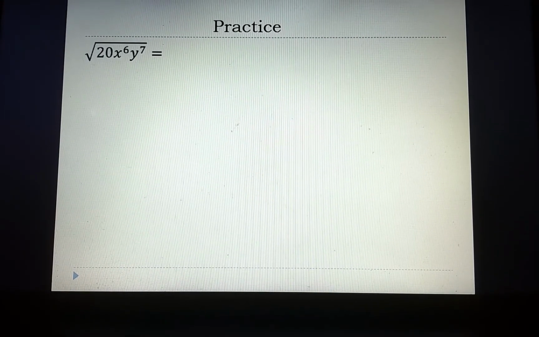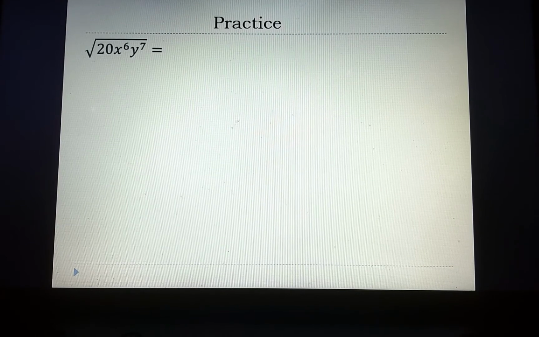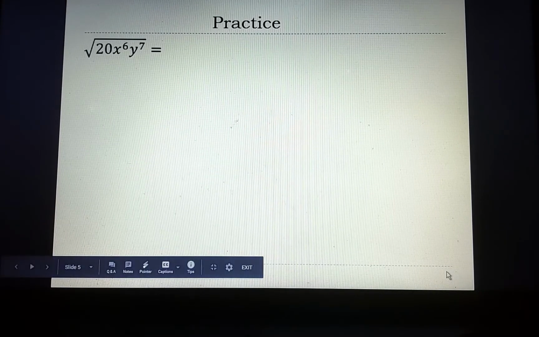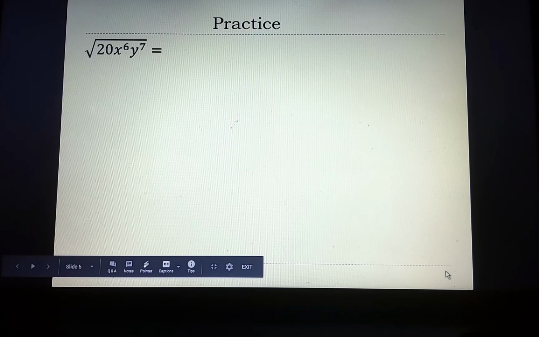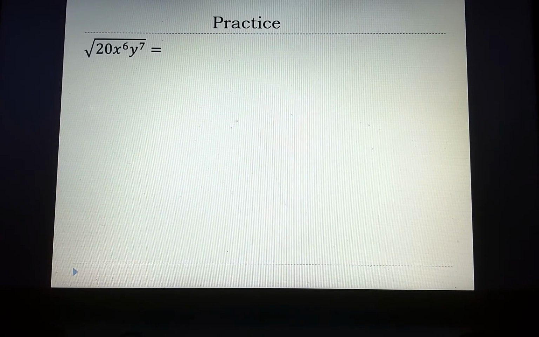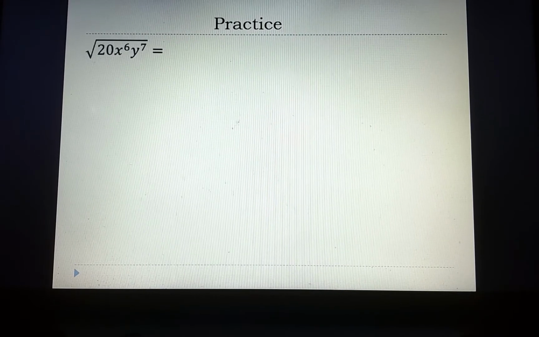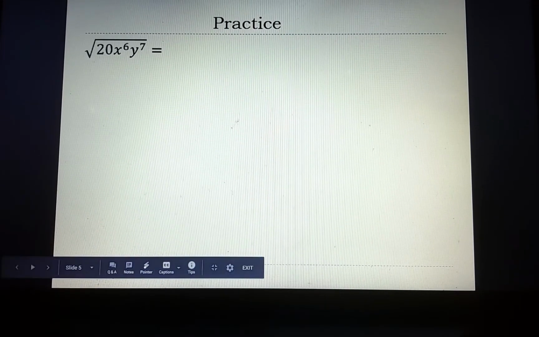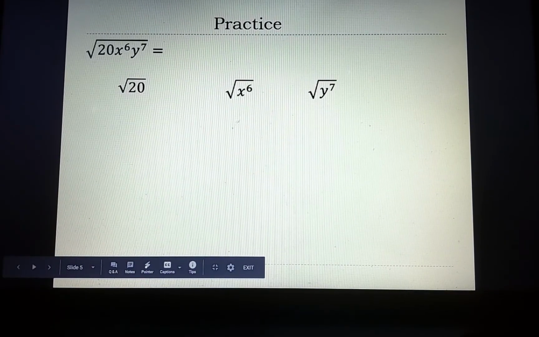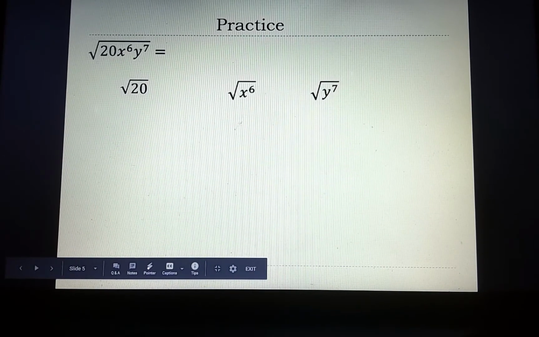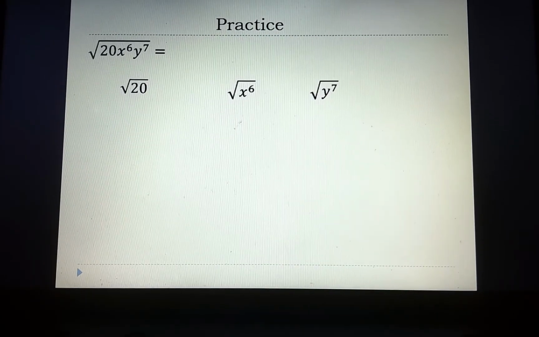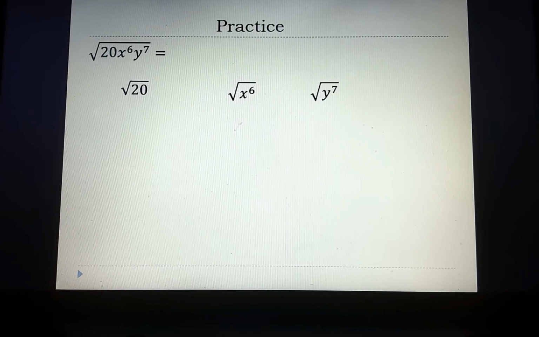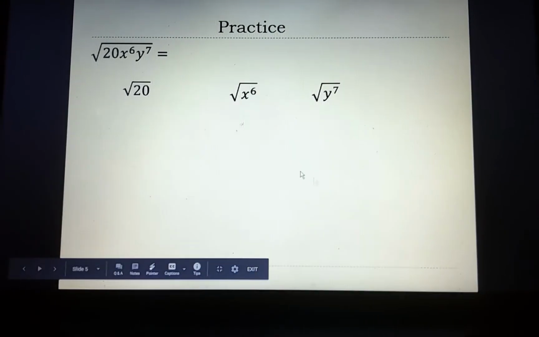Okay, square root of 20, x to the 6th, y to the 7th. We're practicing again some of these things that were on the last note that did not end up on the last assignment. Okay, so remember the first thing you're going to do is you're going to break it up. The whole number, the x's, and then the y's. Everything's separate. Then we're going to start trying to simplify them. So square root of 20.